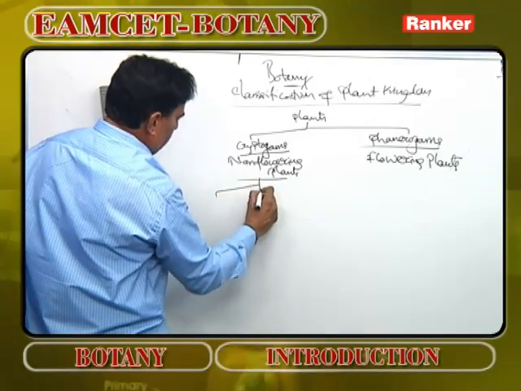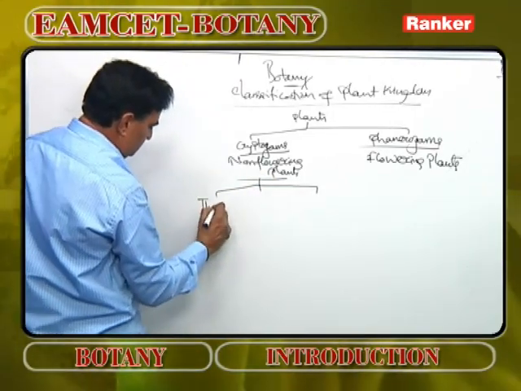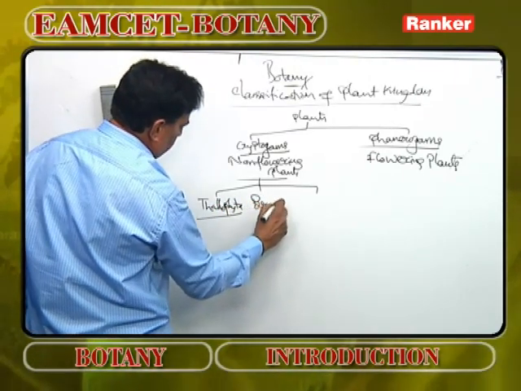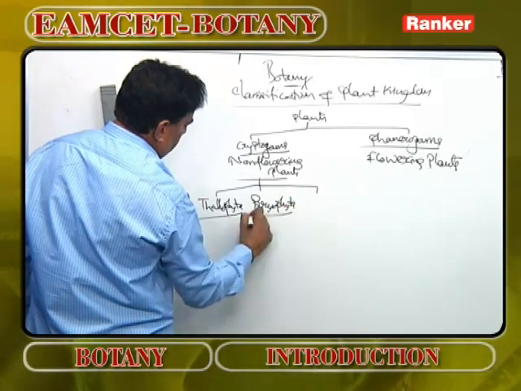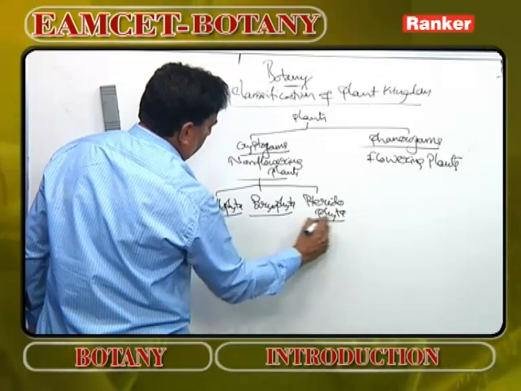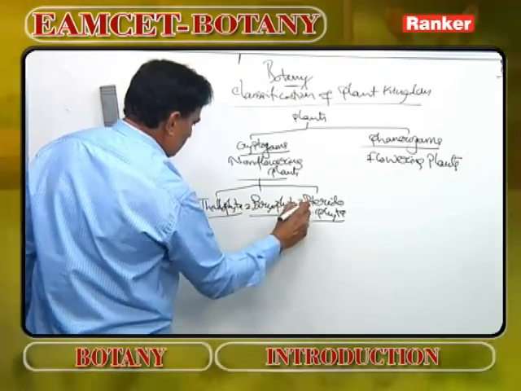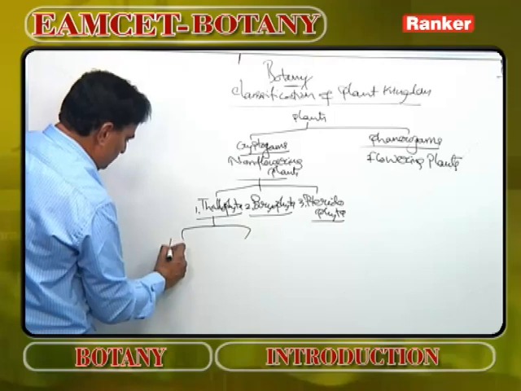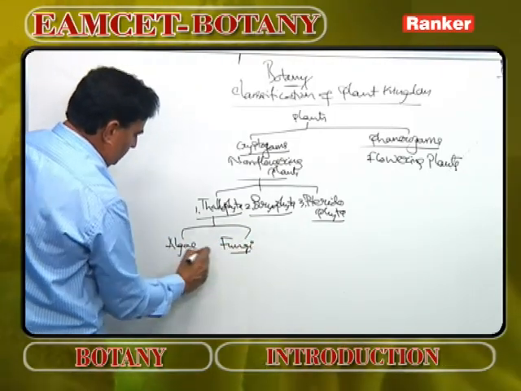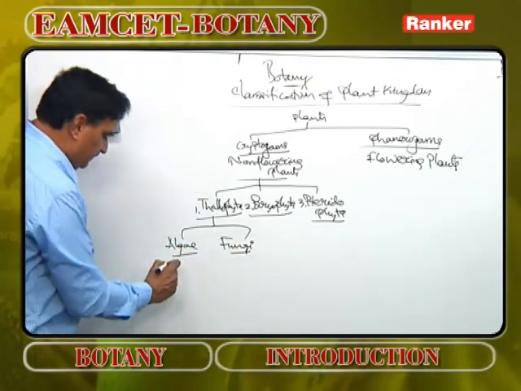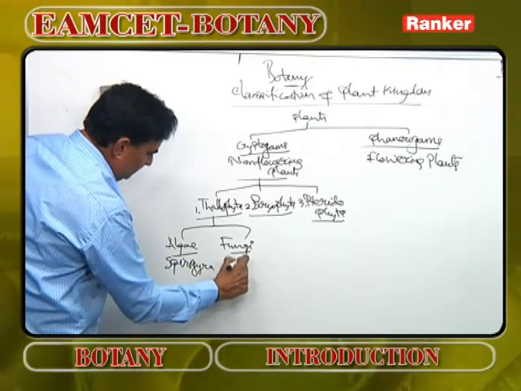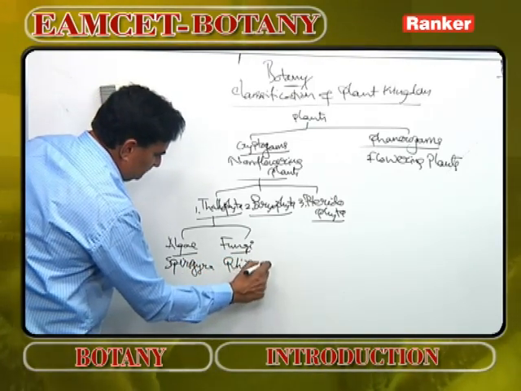Cryptogams are divided into three major divisions: Thallophyta, Bryophyta, and Pteridophyta. Thallophyta is divided into two groups, algae and fungi. Algae is autotrophic thallophyte, fungi is heterotrophic thallophyte. For algae, an example is Spirogyra. For fungi, the example is Rhizopus.